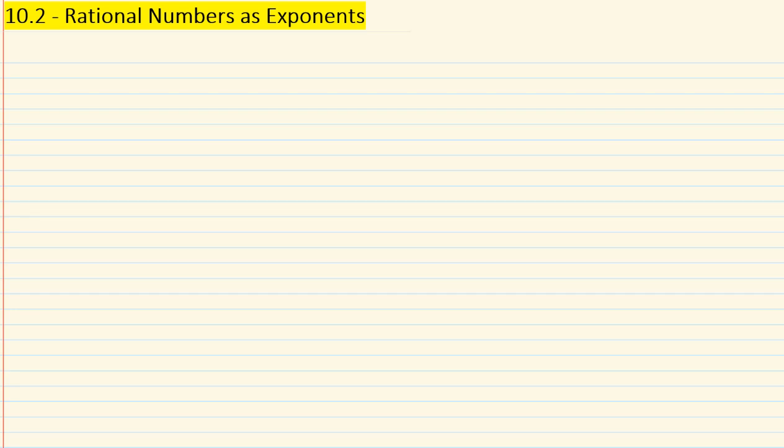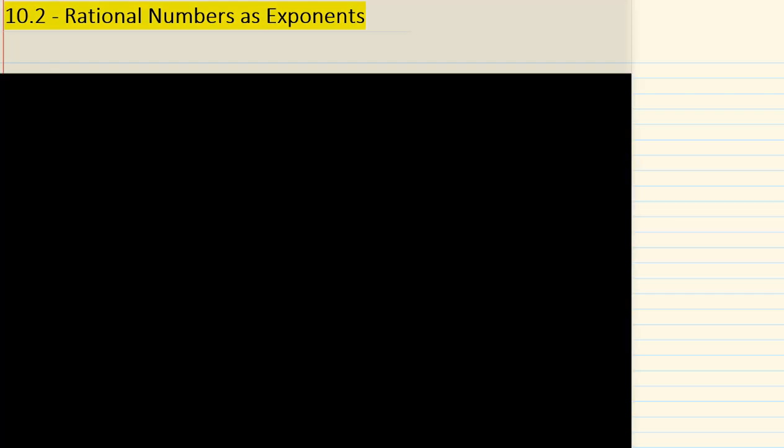Section 10.2, we're going to take a look at the rational numbers as exponents. Now the word rational, if you remember, basically means fractions. So when we say we have a rational number, that means we have a number that is a fraction. So here is the relationship between rational exponents.